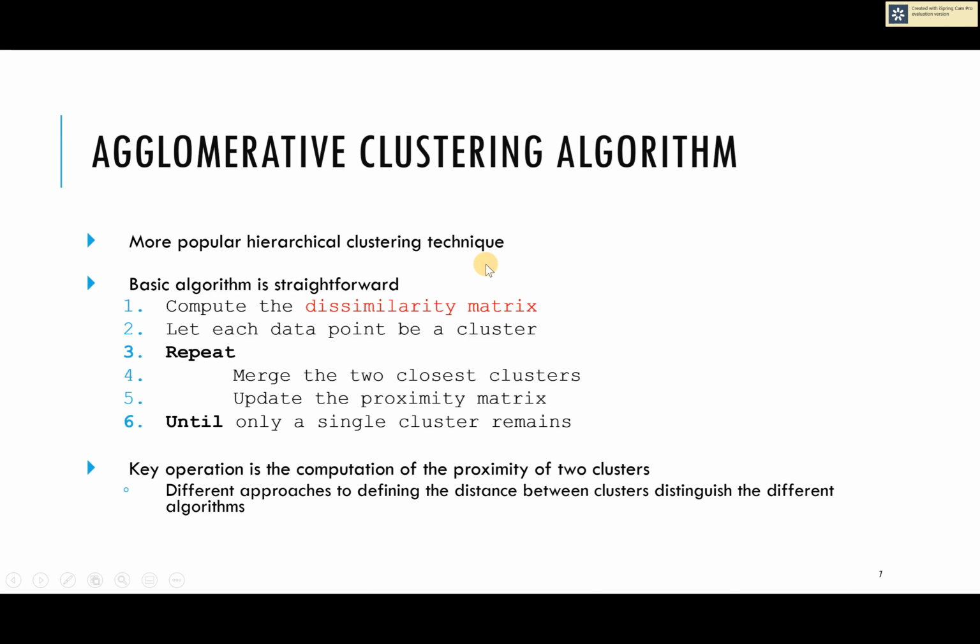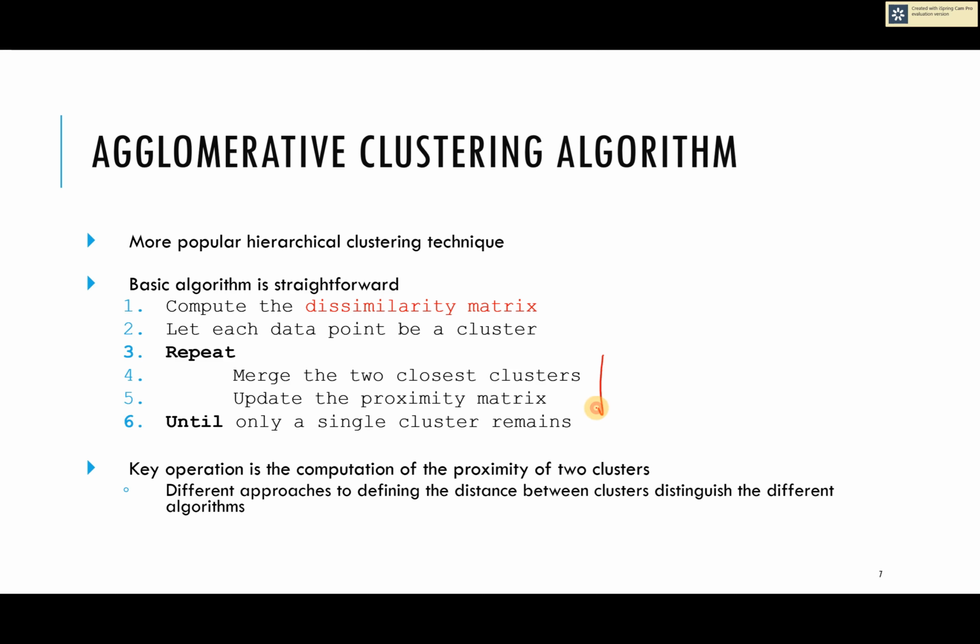The agglomerative clustering algorithm is the most popular hierarchical clustering technique, and the basic algorithm is quite straightforward. First, you have to compute the dissimilarity matrix, and then you have to let each data point be a cluster.